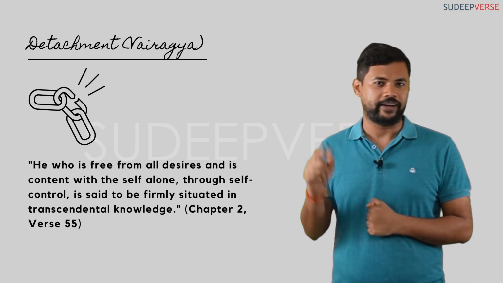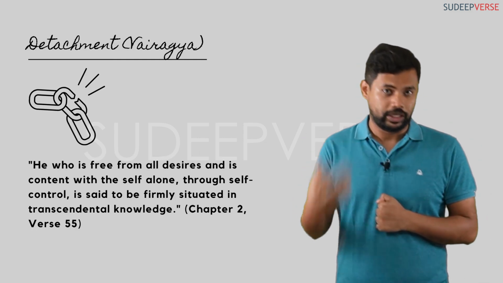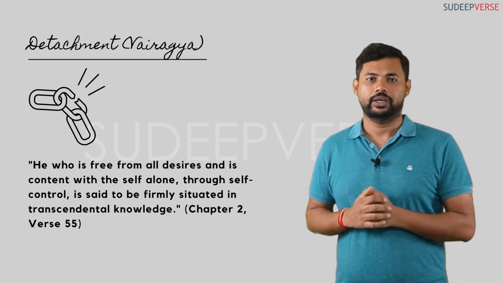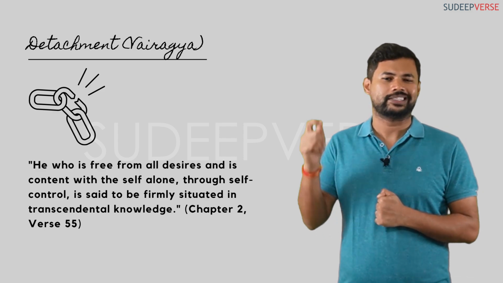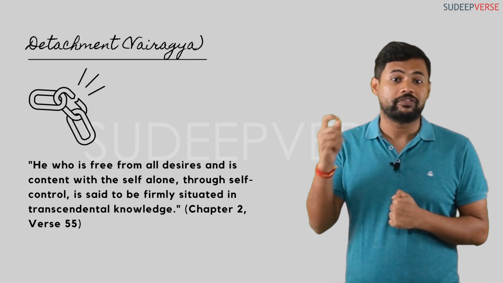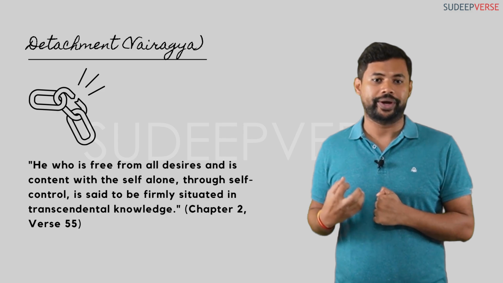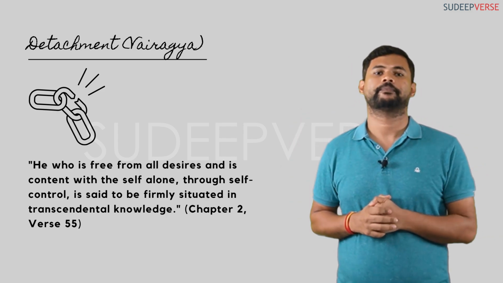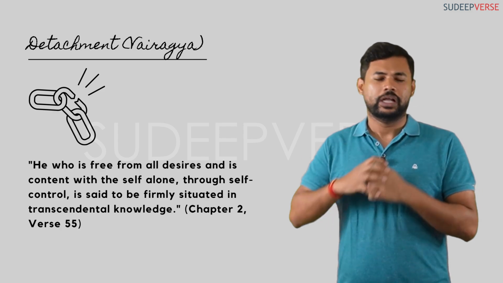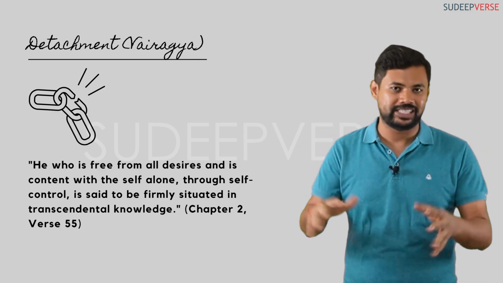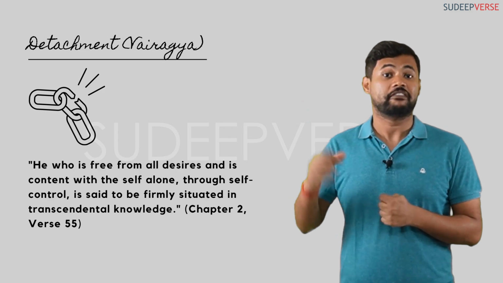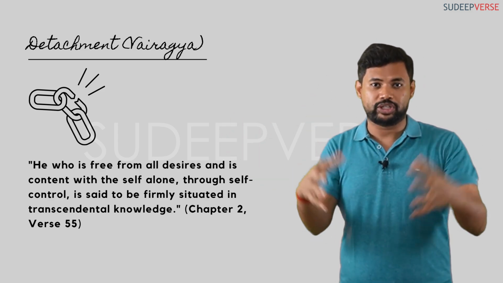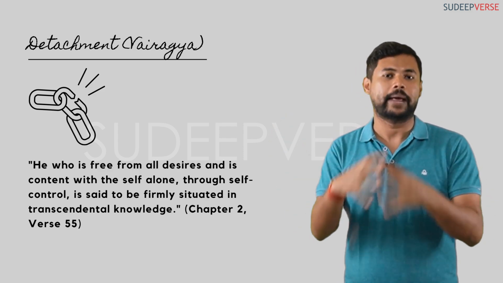The sixth and the final learning that the Bhagavad Gita helps us with in this ethics context is detachment or vairagya. One who is free from all desires and is content with the self alone through self-control is said to be firmly situated in transcendental knowledge. Chapter 2, verse 55. Here, detachment involves letting go of all material attachments and desires and focusing instead on self-realization. This self-realization will liberate us from all the pressures of these material gains and temptations.